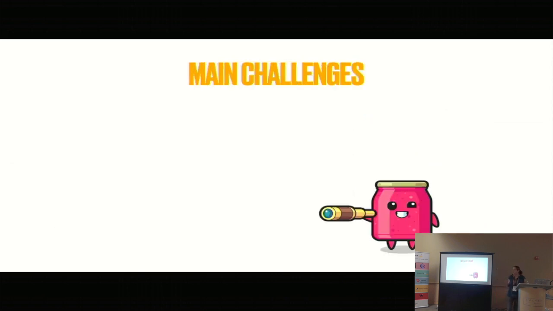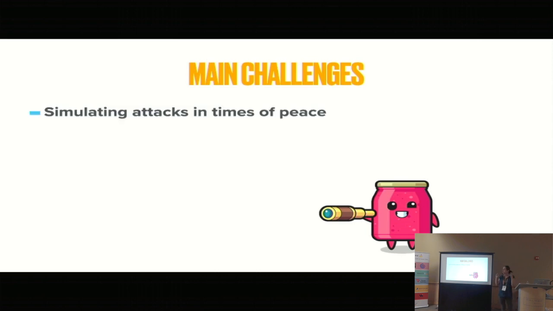Cool. So the main challenges that we see for the future: first of all, we're doing simulations in times of peace. Nobody is attacking the network. We have not experienced this sort of attacks, at least not on a large scale. So we're sort of guessing what the attacker will do, what users will do, and we have to accept that these simulations are to be taken with a grain of salt.